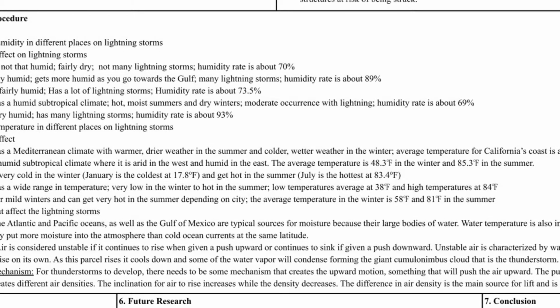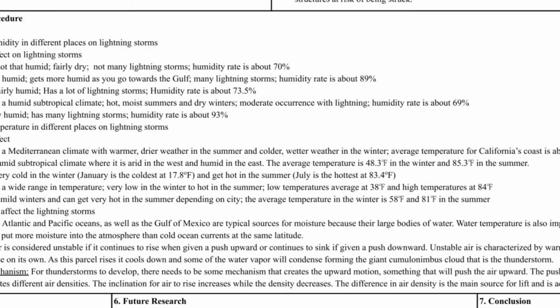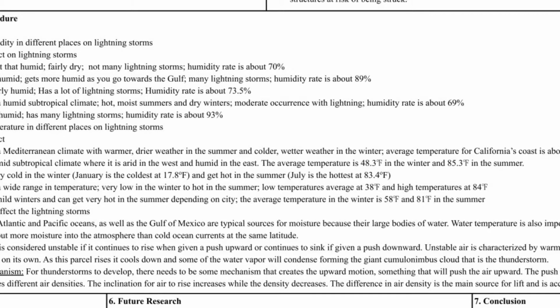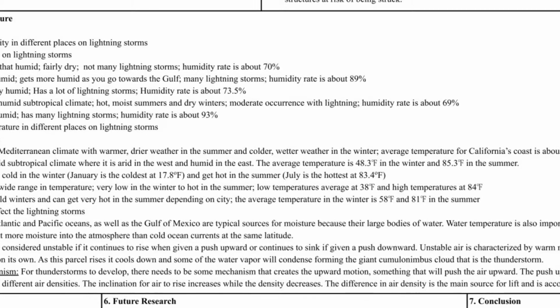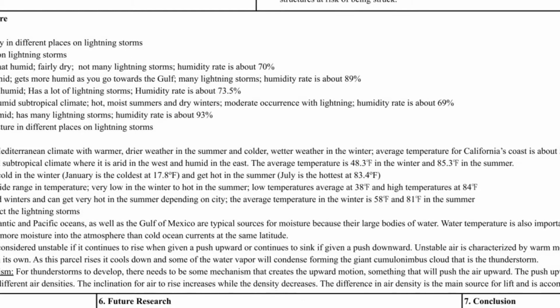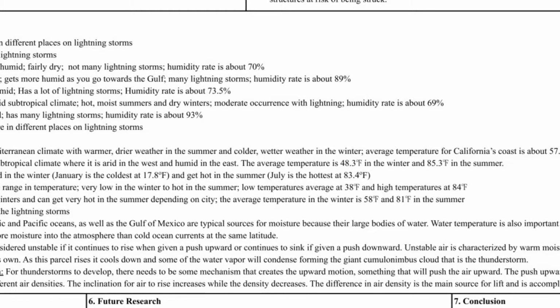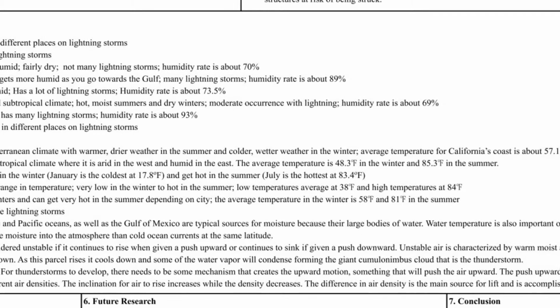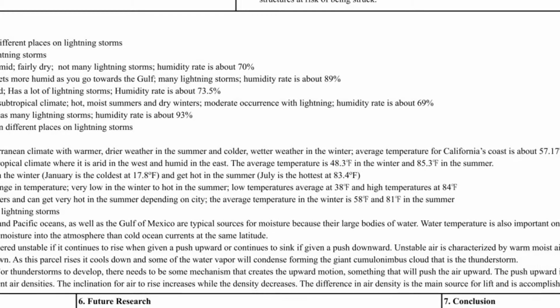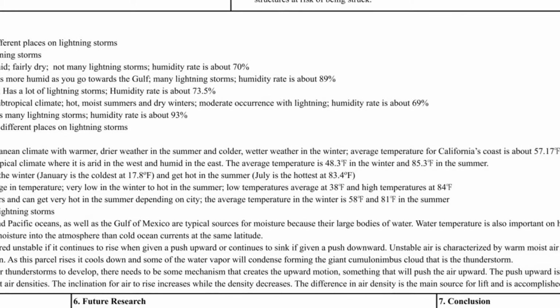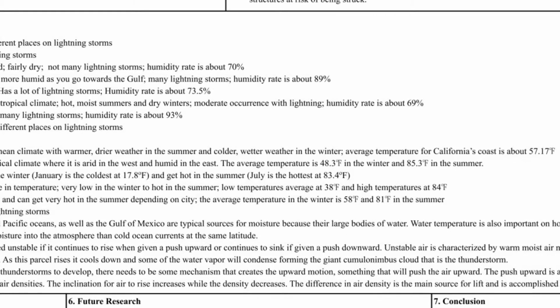Michigan is fairly humid. It has a lot of lightning storms. The humidity rate is about 73.5%. New York has a very humid subtropical climate. Hot, moist summers and dry winters, with moderate occurrence of lightning. The humidity rate is about 69%. Florida is very humid. It has many lightning storms, and the humidity rate is about 93%.